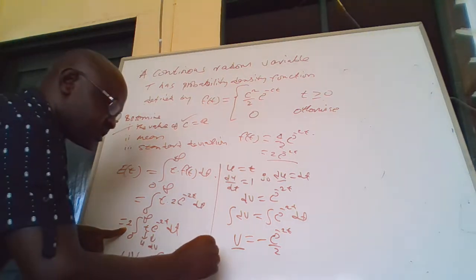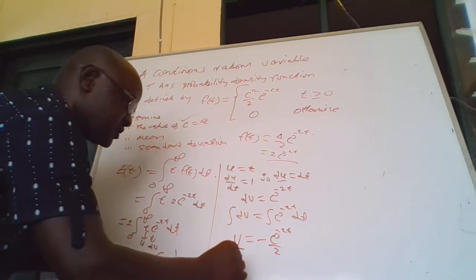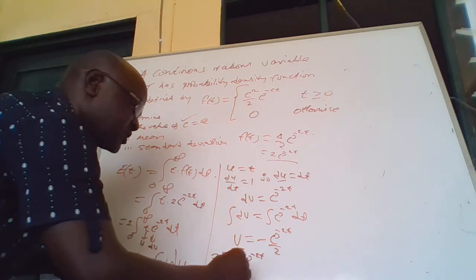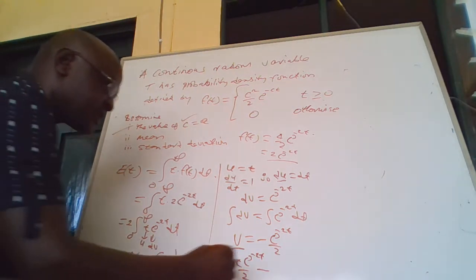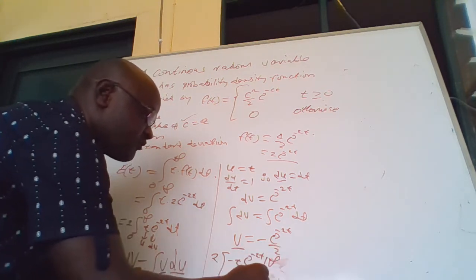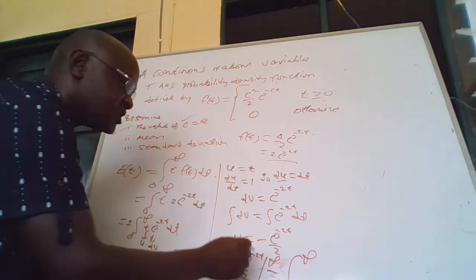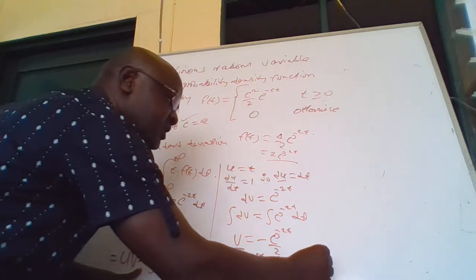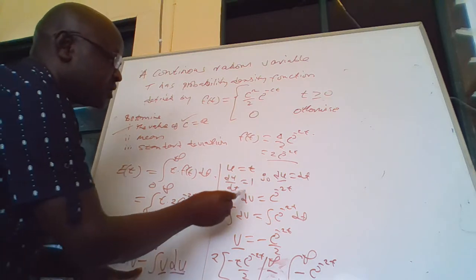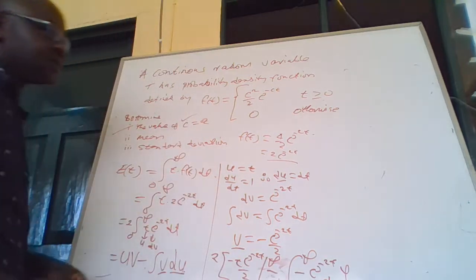Remember, we have 2 outside. So our u is now t, our v is minus exponent minus 2t all over 2. Minus this sign. But before that, remember the limits from 0 to positive infinity. Our v is minus exponent minus 2t all over 2. Then our du equals dt, like that.